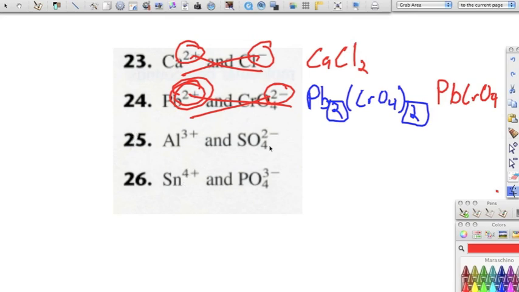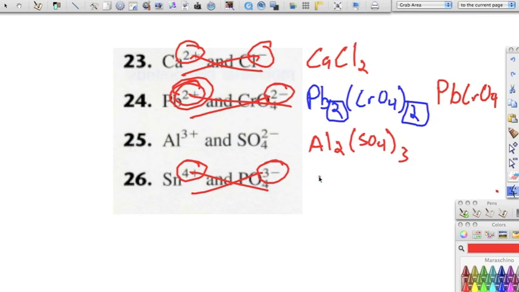In 25, we crisscross these guys, and we see that we're going to get Al2, and then parentheses SO4 3. We see we have aluminum and sulfate, so we would just name it that, aluminum sulfate. And then lastly, we see we have tin with its oxidation number, and then we have phosphate. We crisscross those guys, and we get Sn3, and then parentheses PO4, and then 4 on the outside. And we would name this tin-4 phosphate.